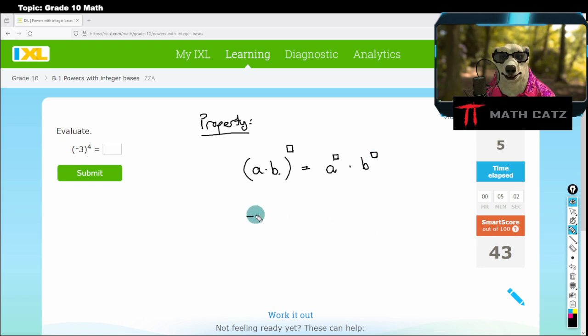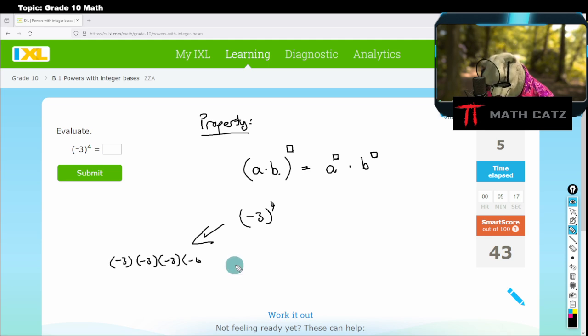So now when I have negative 3 to the power of 4, yes, I know I could do this in a simpler way. Negative 3 times negative 3 times negative 3 times negative 3. And then I can reorganize and shuffle things around. Yes, but it's not going to be convenient for very long.